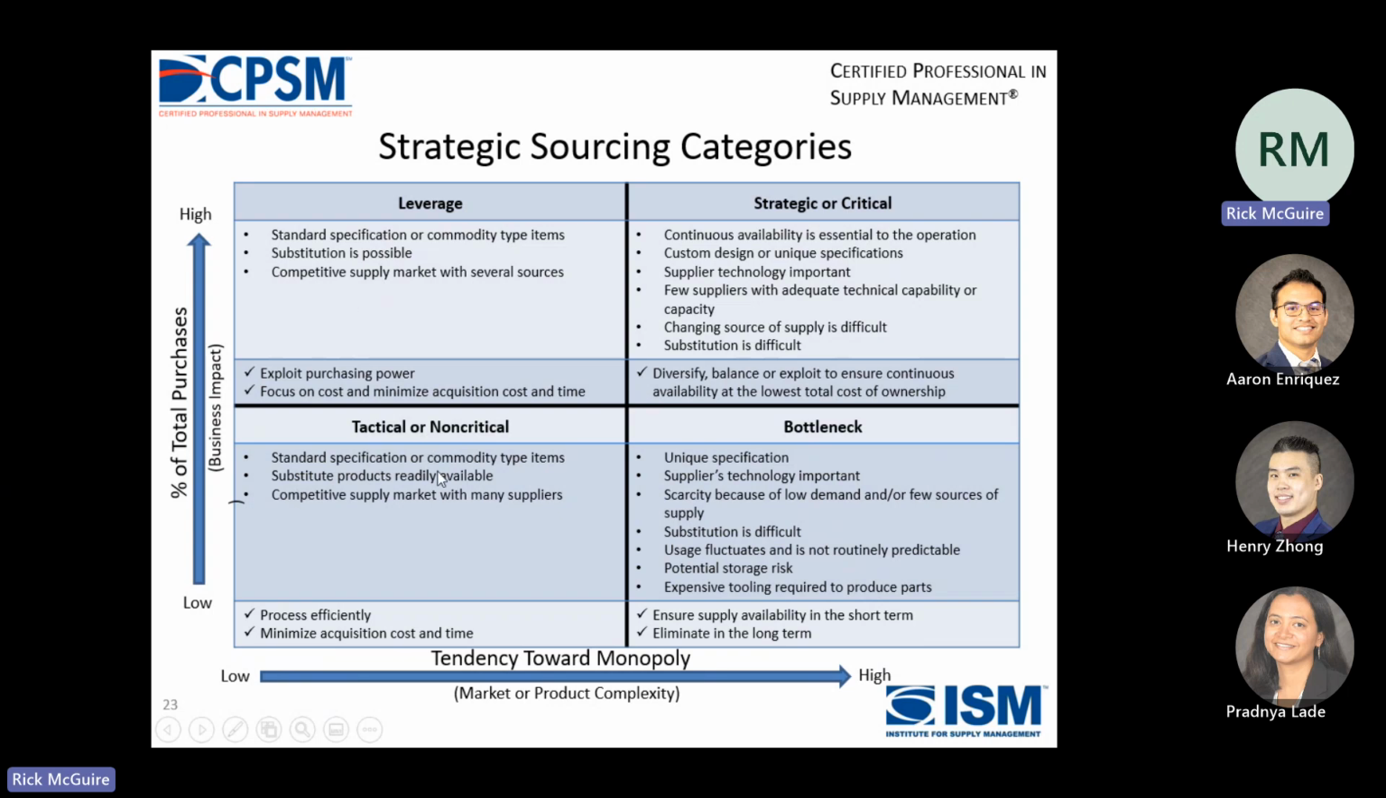And then tactical or non-critical is a low spend with a low tendency towards monopoly or a lot of suppliers. This is your fasteners and some other stuff like that, where you just try to get the supplier to supply it and send you a monthly bill. That's what we do with Optimus and a few of these other guys. It's like, you guys go stock them and count them and all that junk and just send me a bill at the end of the month. So that's your Kraljic matrix.